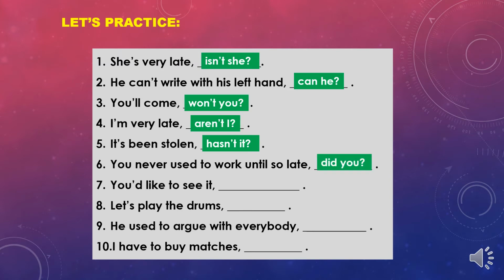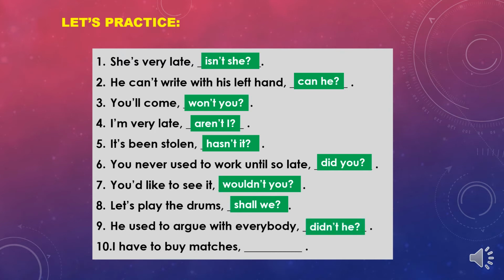Number 7, you'd like to see it, wouldn't you? Correct. Number 8, let's play the drums. Let's play the drums. Shall we? Remember, this is an exception. Correct. Number 9, he used to argue with everybody. Correct. Didn't he? Number 10, I have to buy matches. Don't I? Very good. Very good. So remember the exercise number 6. Okay, remember number 6. And let's continue.